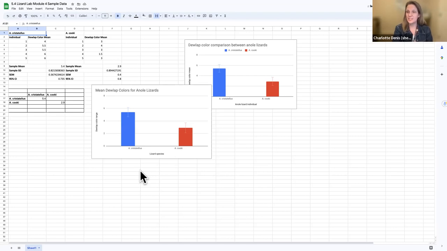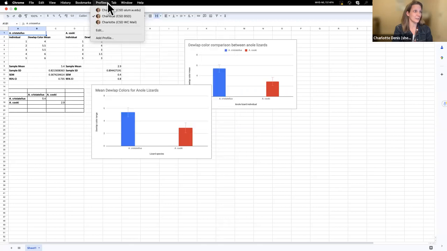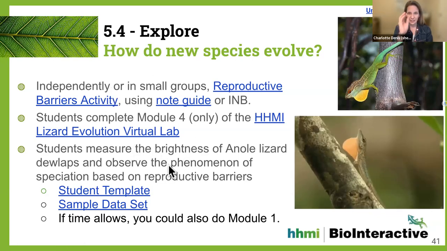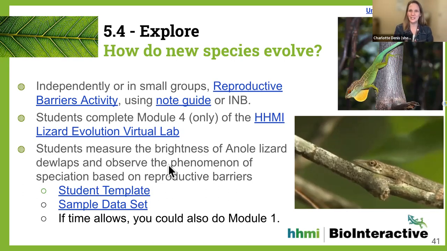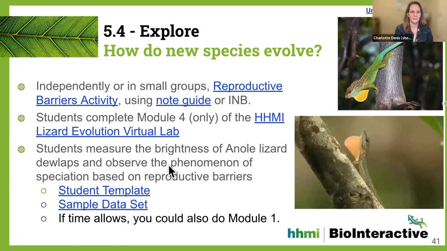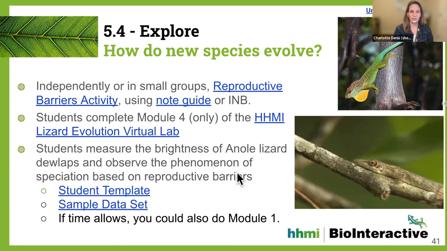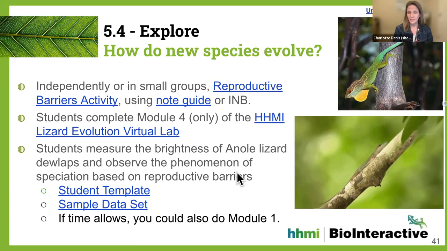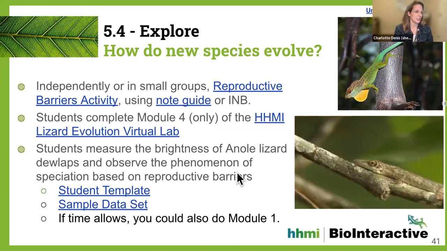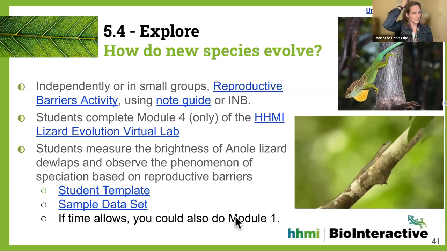And it turns out that the species that has the brighter dewlap actually lives in the shaded forest, and the species that has the darker dewlap actually lives in the sunny area. So the one that has the brighter dewlap is able to be seen in the shady forest by its potential mates. And so the students are taking the data and interacting with the spreadsheet. I'm not going to say that in this case they're making the graph, because we do have some auto graphing, but you can set it up so that they have to make the graph, to be more interactive with that part. But they're seeing that under the circumstances of the shady forest versus the more bright sunny area, two species have developed over time.